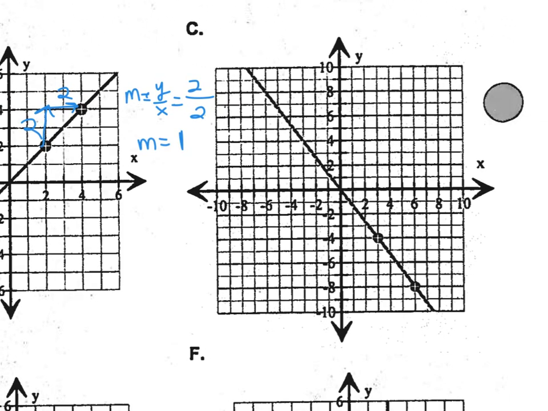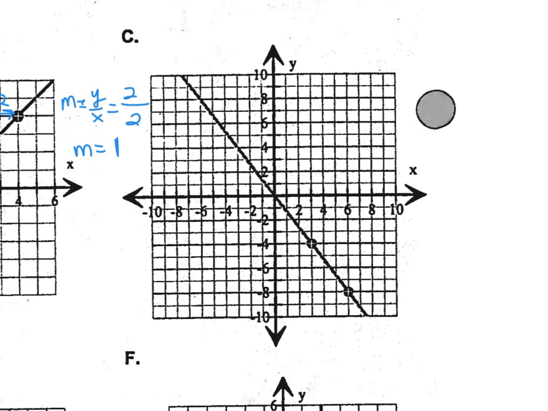Okay, pause the video and you try C. All right, let's work it together. So slope: went up 4. Left 3 is negative. So my slope is 4 over -3, or -4/3.